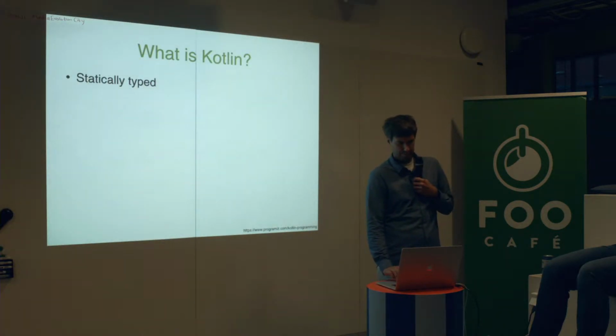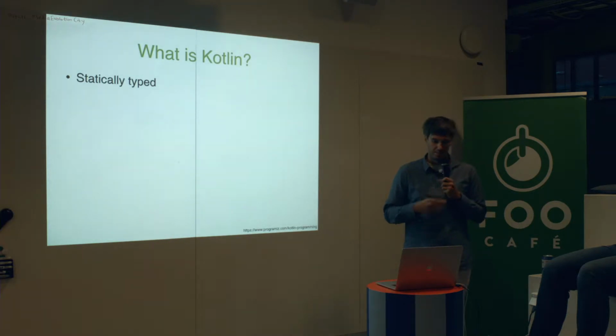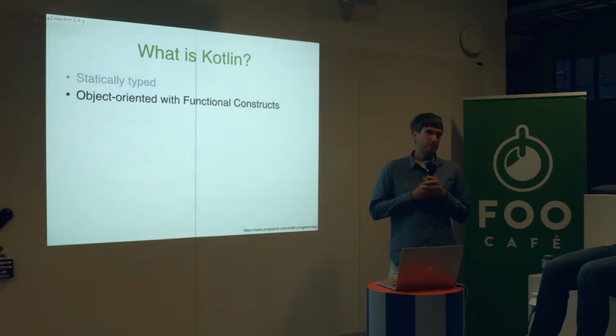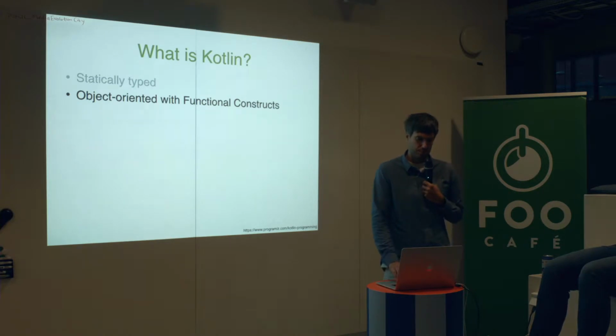What is Kotlin? Kotlin is statically typed. It's object-oriented with functional constructs, which essentially means that you can use both object-oriented and functional programming styles and mix them. Kotlin has first-class support for higher-order functions, function types, lambdas and all sorts of things. So if you aren't into functional programming, Kotlin could be a good first step to get into that.